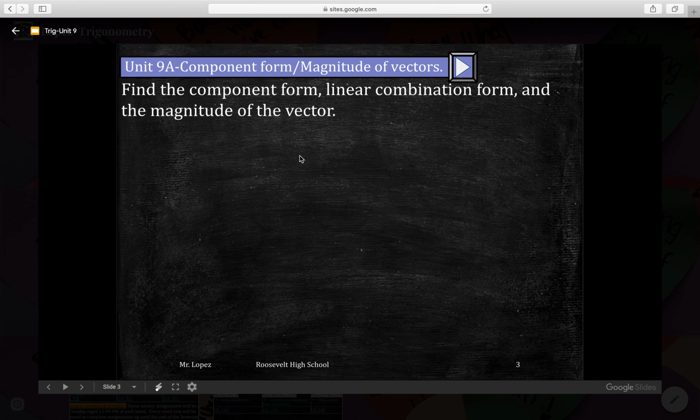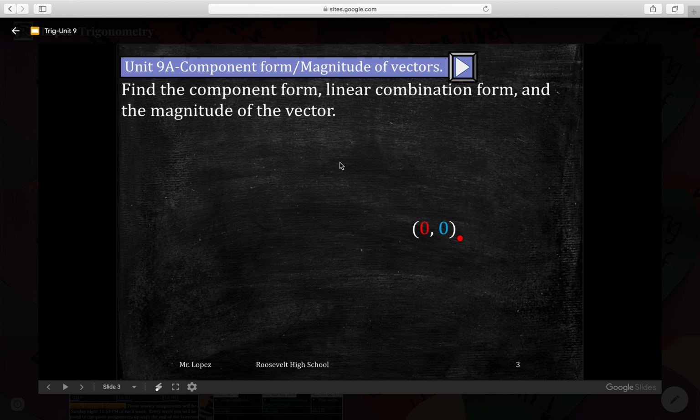So a vector is a ray. It has an initial point and a final point. So here's an example. Find the component form, the linear combination form, and the magnitude of the vector.